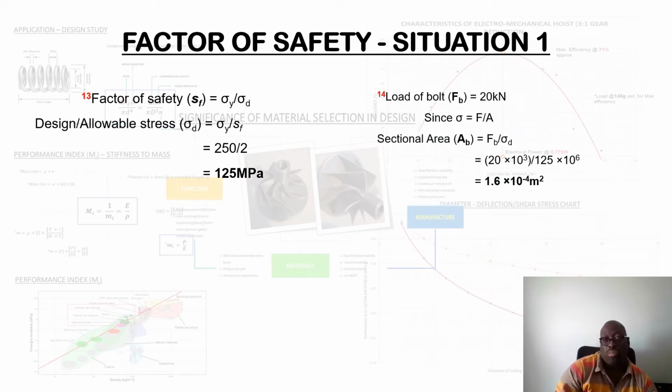We know what the load on the bolt is, so the axial load or the tensile load on the bolt is given as 20 kilonewtons. Since sigma is equal to F divided by A, where F is the external load and A is the cross-sectional area, we can work out the sectional area, and from the sectional area, work out what the diametric span of the bolt is. Making A the subject of this relationship, the sectional area is equal to the ratio of the force to the design stress. If you do the computation by putting in the known values, we get the sectional area to be approximately equal to 1.6 times 10 to the power minus 4 meters squared.